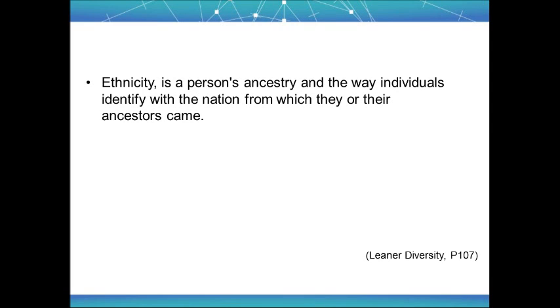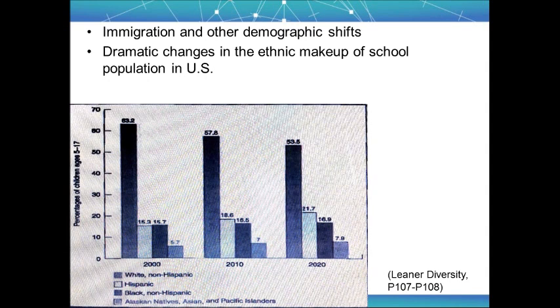To get more about the situation, let's see an important part of a culture, ethnicity. Ethnicity is a person's ancestry and the way individuals identify with the nation from which they or their ancestors came. Immigration and other demographic shifts have resulted in dramatic changes in the ethnic makeup of the United States school population.